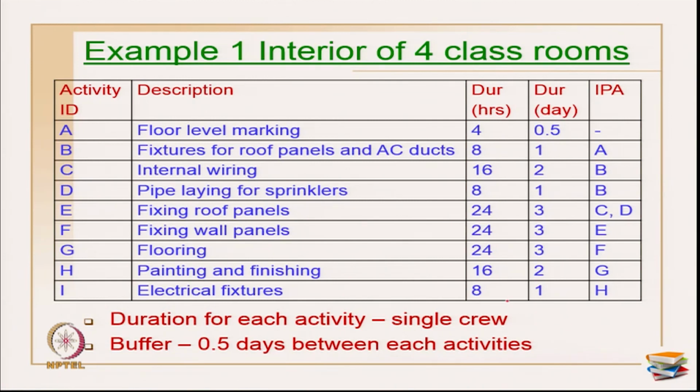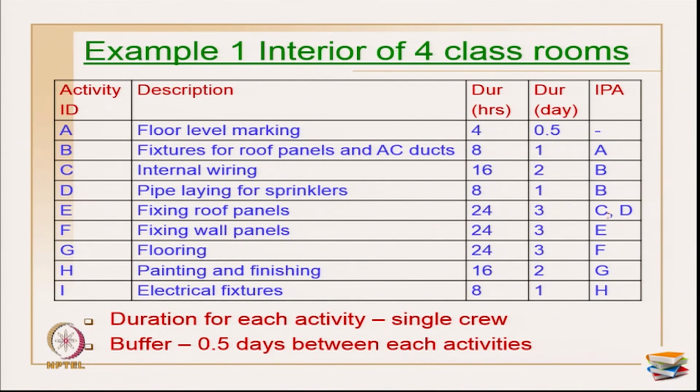Duration for all these activities, for one unit worked out with one crew only, is taken as 4 hours, 8 hours, 16 hours, 8, 24, 24 and so on. The duration is as given here. Since hours are a little difficult, we are converting into days. The assumption for conversion is a default working day of 8 hours. Okay, duration in days we have taken.